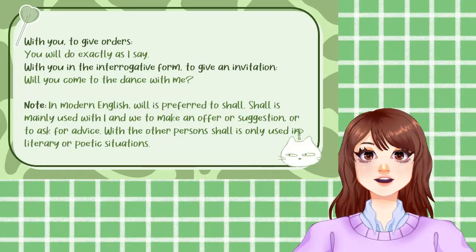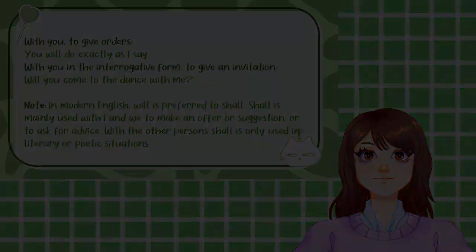With you in the interrogative form to give an invitation. Will you come to the dance with me? Note: in modern English, will is preferred to shall. Shall is mainly used with I and we to make an offer or suggestion, or to ask for advice. With the other person, shall is only used in literary or poetic situations.